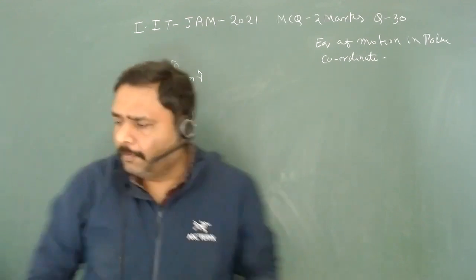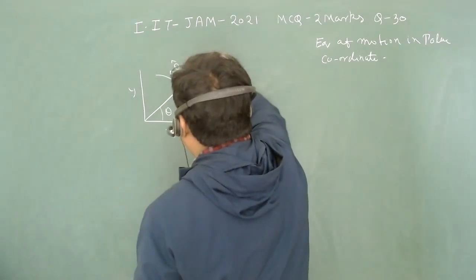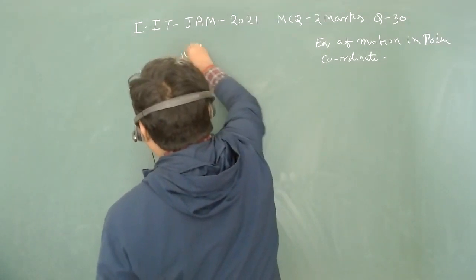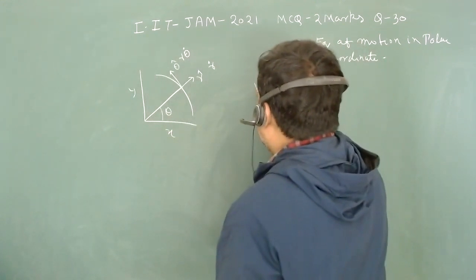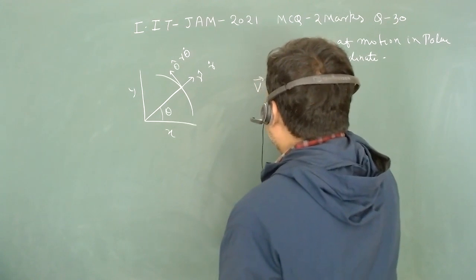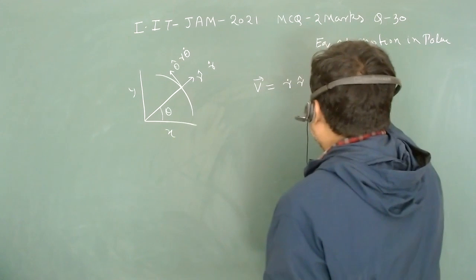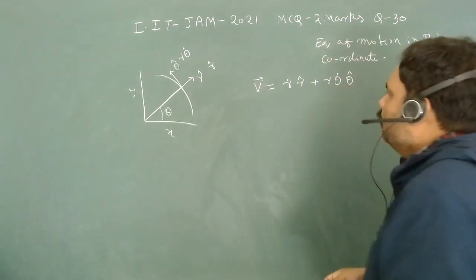And we also know what the radial velocity will be. The radial velocity is r dot and the tangential velocity is r theta dot. So if we write my velocity vector, that velocity vector is r dot in the r cap direction plus r theta dot in the theta cap direction.